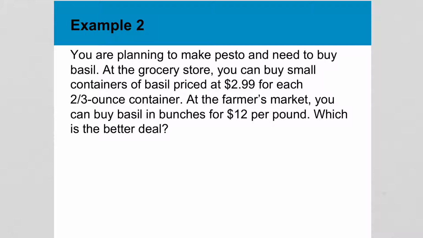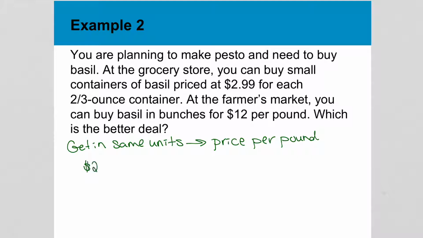Well, when we're comparing two things like this, we need to get them in the same units. So we're going to get in the same units of price per pound. We could go down to ounces if we wanted, but as long as we do both of them the same. But I'm going to get to the pounds. So that means we need to take $2.99 for 2/3 of an ounce and change that into dollars per pound.